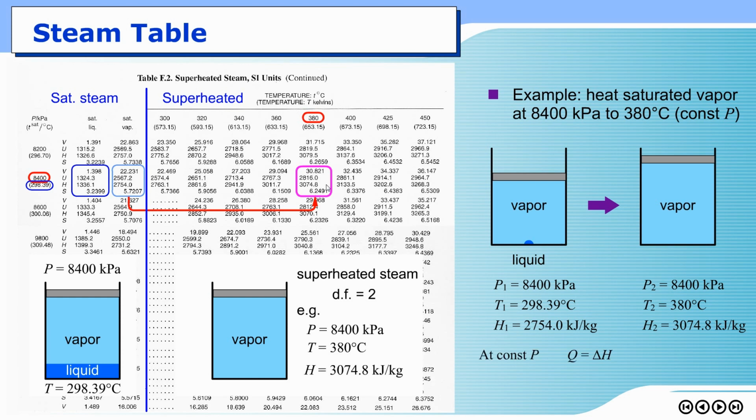At constant pressure, heat would be the delta H. So heat is equal to delta H for a constant pressure system, and delta H is essentially H2 subtracted by H1. By punching in the numbers, you get this amount of energy, or amount of heat required for this process. Note here that the number is about 300 kilojoule per kilogram.